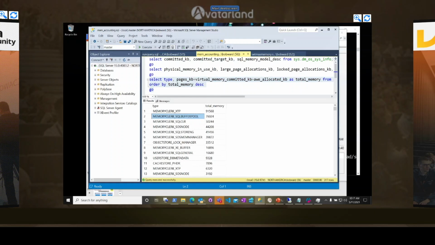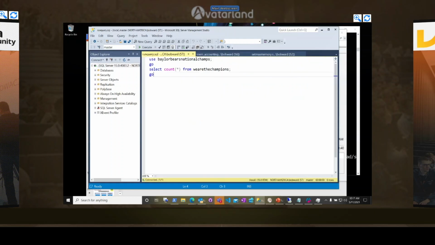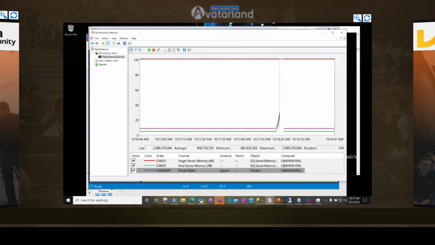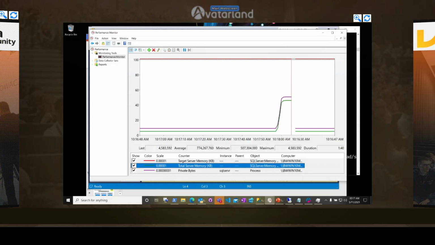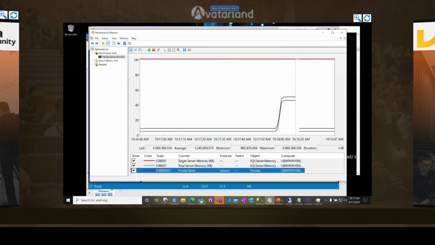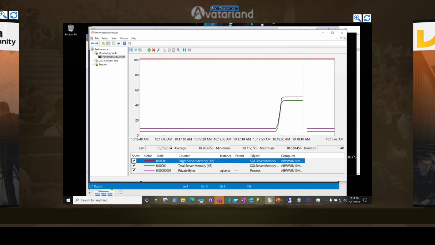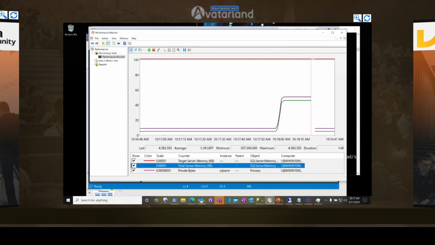Okay, so now let's go run a query. I've got a query here with a large table, and let's observe what happens. So I'm going to run this query here. I'm going to go look at perfmon. Now you can see in the perfmon graph, can you see that total server memory here and private bytes are going up, but notice the ceiling is still way up here. The reason is that I didn't use enough memory to require the ceiling to be lowered.